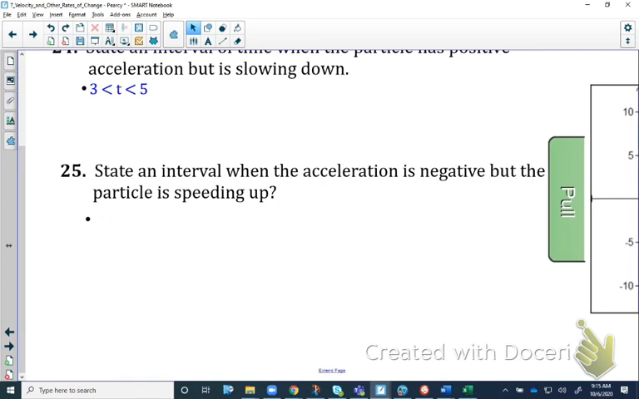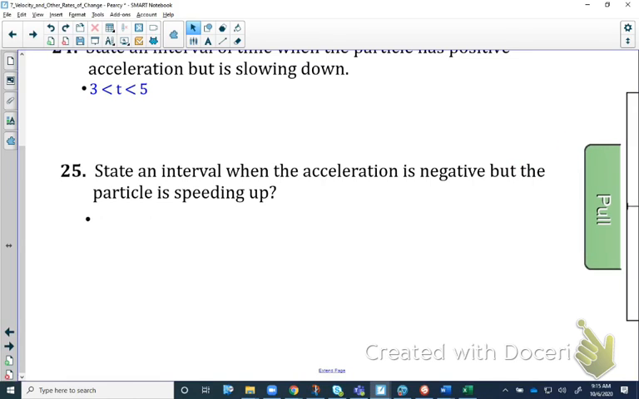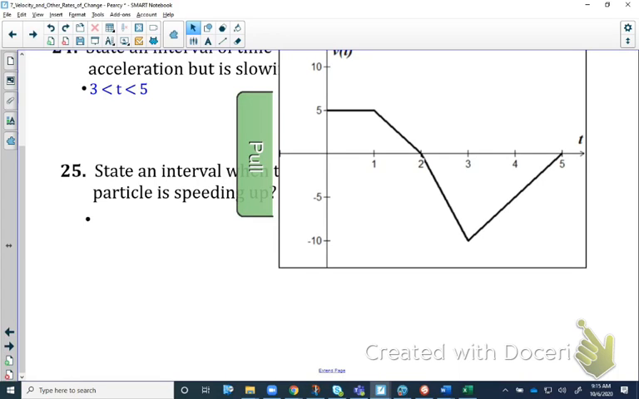The next one: state an interval when the acceleration is negative, but the particle is speeding up. Well, the only time it's going to speed up is if acceleration is negative, but velocity has to be negative also. And there's only one segment on the velocity function where the velocity is negative and the acceleration is negative, and that's between time 2 and 3.